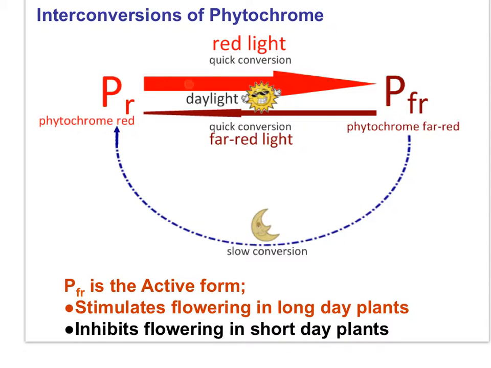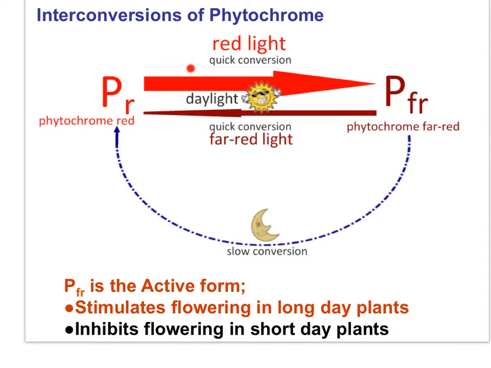Phytochrome is a pigment in plants sensitive to wavelengths of light. When the sun is out during the daytime, phytochrome red is rapidly converted to phytochrome far red, and phytochrome far red is the active form. Always keep this in mind. During the day, phytochrome red is rapidly converted to phytochrome far red, while during the night, phytochrome far red is slowly converted back to phytochrome red, and this cycle repeats itself every day.